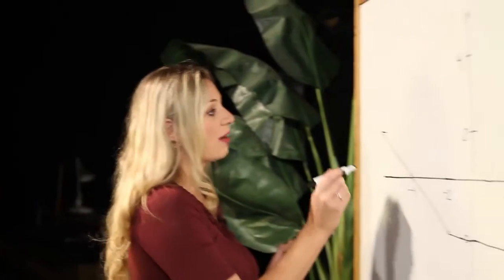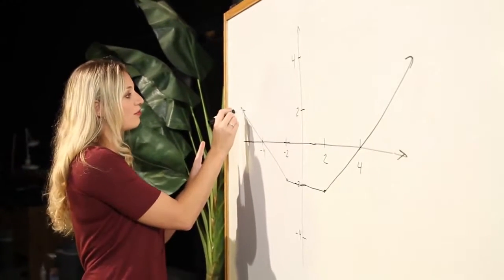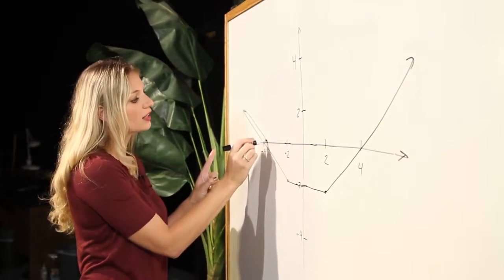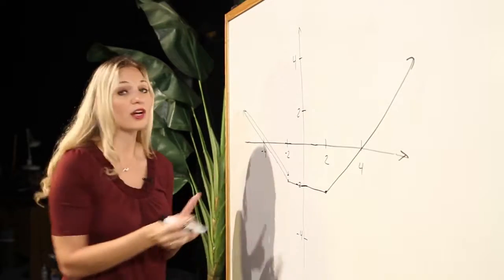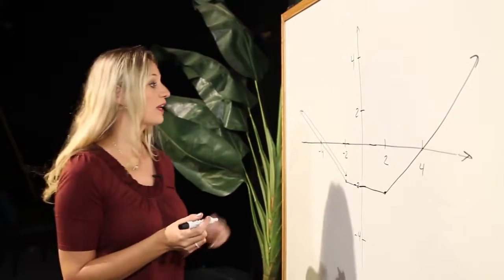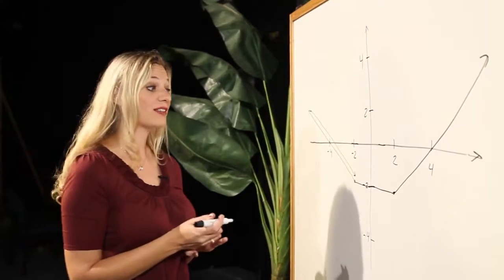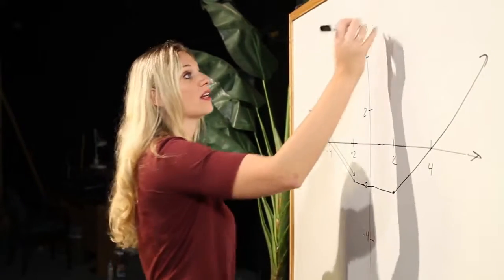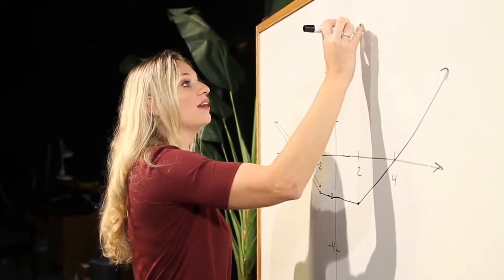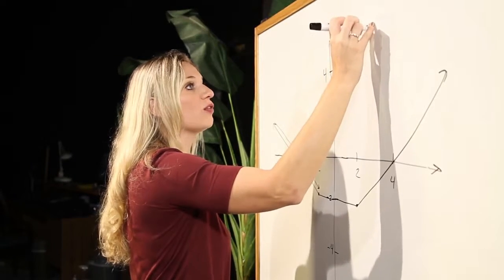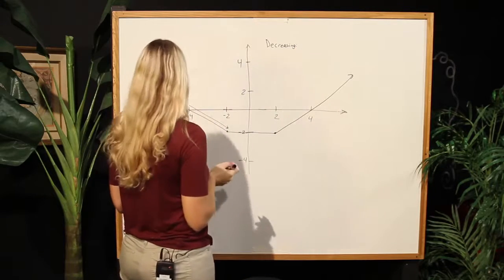When I look at this graph, we'll notice as I read it from left to right, my y values are getting smaller for the first piece of my graph. Thus, that piece of the graph itself is decreasing. So, I have just found the first interval where my graph itself is decreasing.